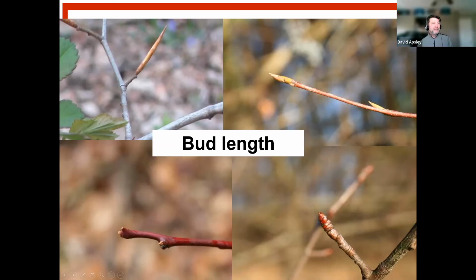So we've got American beech. We've got, drawing a blank, serviceberry. This is just black cherry, fairly short bud. And then this is sourwood, which is a common one on some of our drier, exposed acidic soils here in the southern part of the state.